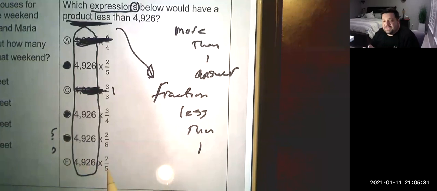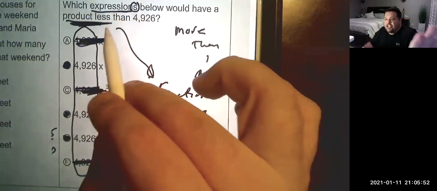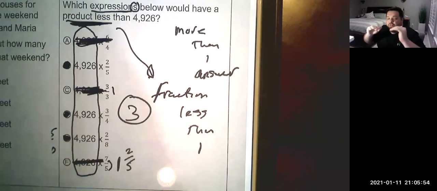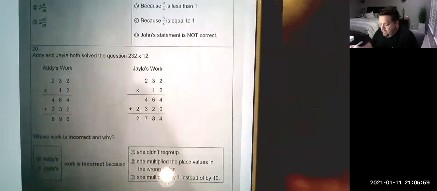And 7/5 is bigger. I need you guys to understand 7/5 is bigger because you put this 5 into the 7. It goes one whole time, and then you have 2 left over. So this is 1 2/5. It's not a fraction less than 1, right? So that one doesn't make sense. So there were 3 answers here. When it says expressions or select all, you've got to look at every single choice or you'll get it wrong. All right, last 3.